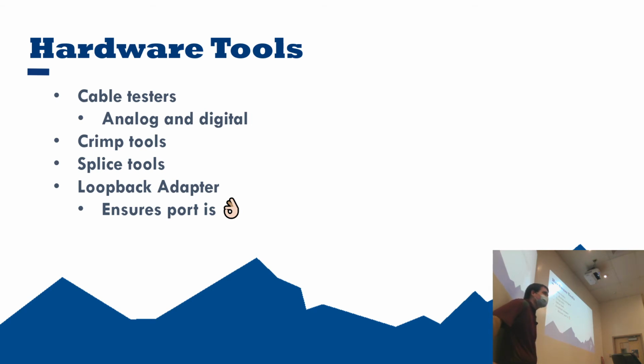Crimp tools, obviously, are used to put an end on a cable. I think that's pretty self-explanatory. Pretty inexpensive for RJ45, a little bit pricier, not much, for coax, and then extremely pricey for fiber. The fiber cable itself is not that much more expensive. In some cases, it may even be less expensive for getting the same spec. The ends and doing all the termination and splices, that's where it gets really pricey.